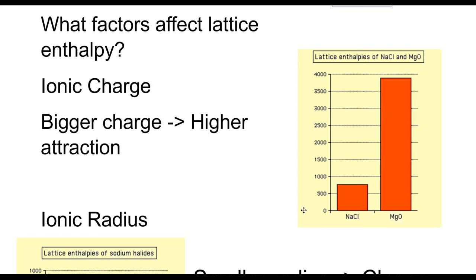And the only difference between these two things is that, well, there's a couple of differences, but one of the main ones is that sodium and chloride are both single pluses, whereas magnesium and oxygen are both di-positive and di-negative. So we've got a much bigger charge, therefore we have a higher attraction between our two ionic species, and that's what lattice enthalpy is. It's a measure of ionic attraction.